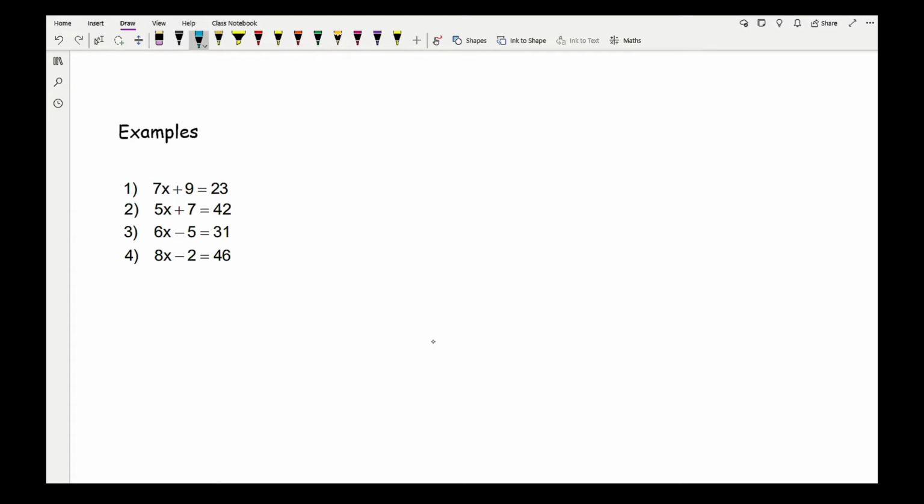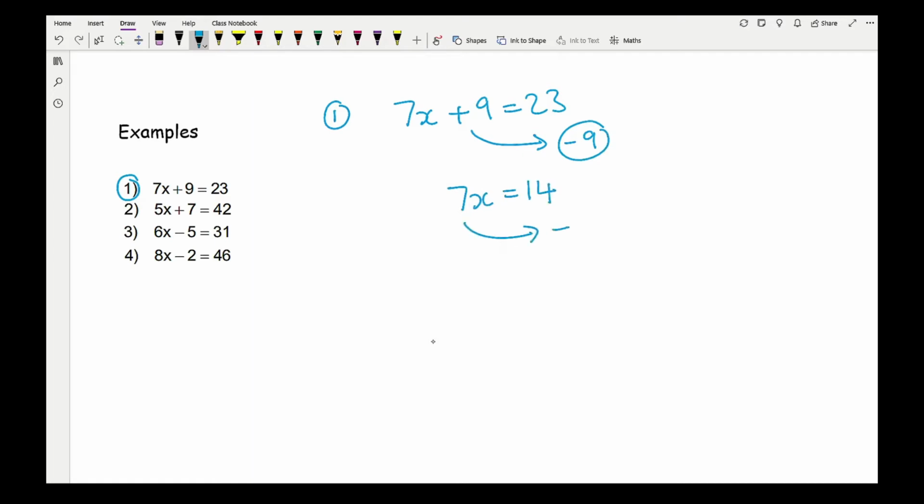So again, starting with question 1, and I'll try and color code these to make it easier for you to follow. So I've got 7x plus 9 equals 23. So again, I want to get rid of the 9. So I take away 9. So I've got 7x equals 23 take away 9, which is 14. And then I divide by 7, which gives me x equals 2.